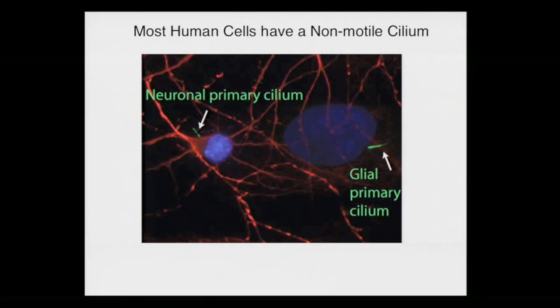And this is two examples. One is on a neuron. So the neuron's here. It's got all these processes. It's extending this little short cilium. And this is a glial cell extending these little short cilium.